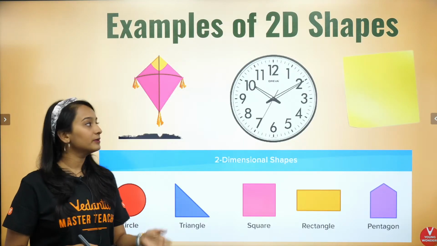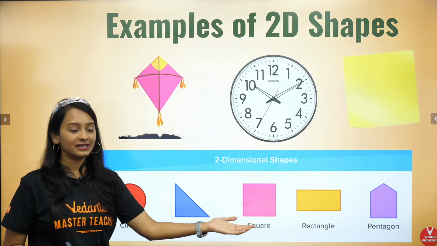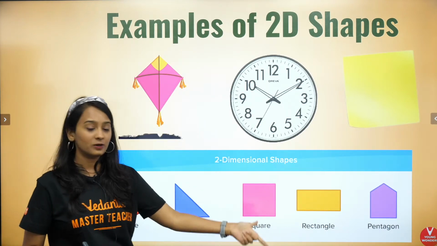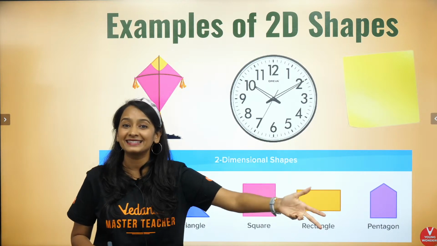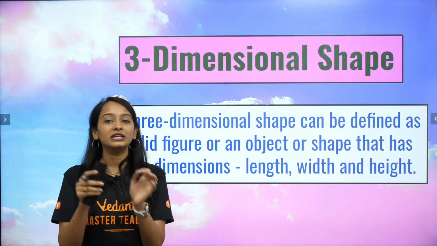A few of the examples are a kite, a clock, the regular mathematical symbols that we use, a circle, a triangle, a square, a rectangle, a pentagon, a hexagon. Any kind of polygon is an example of a 2D shape.